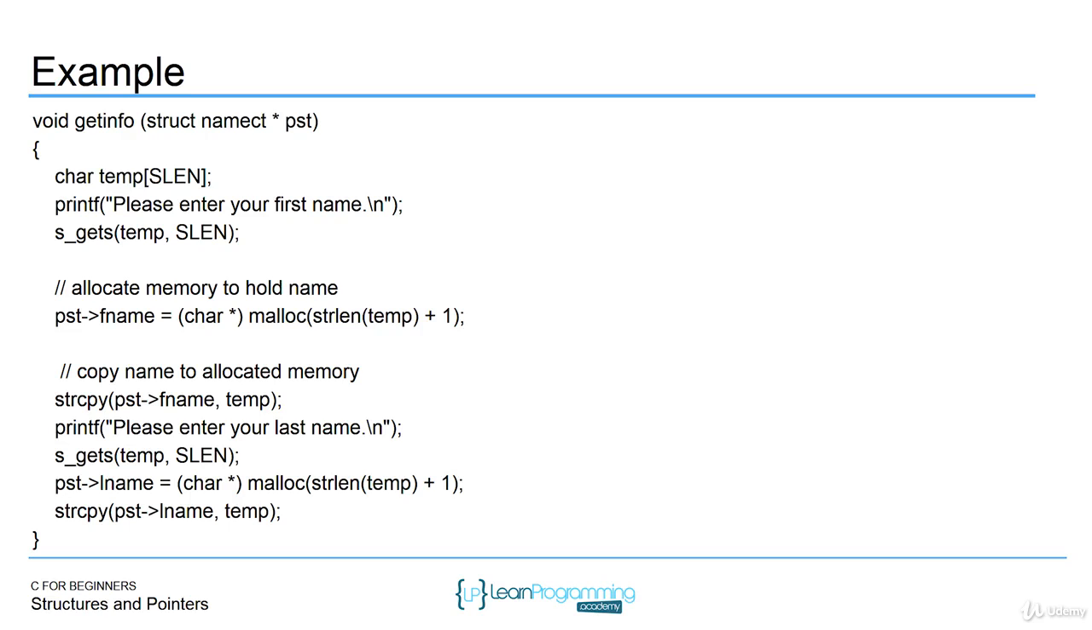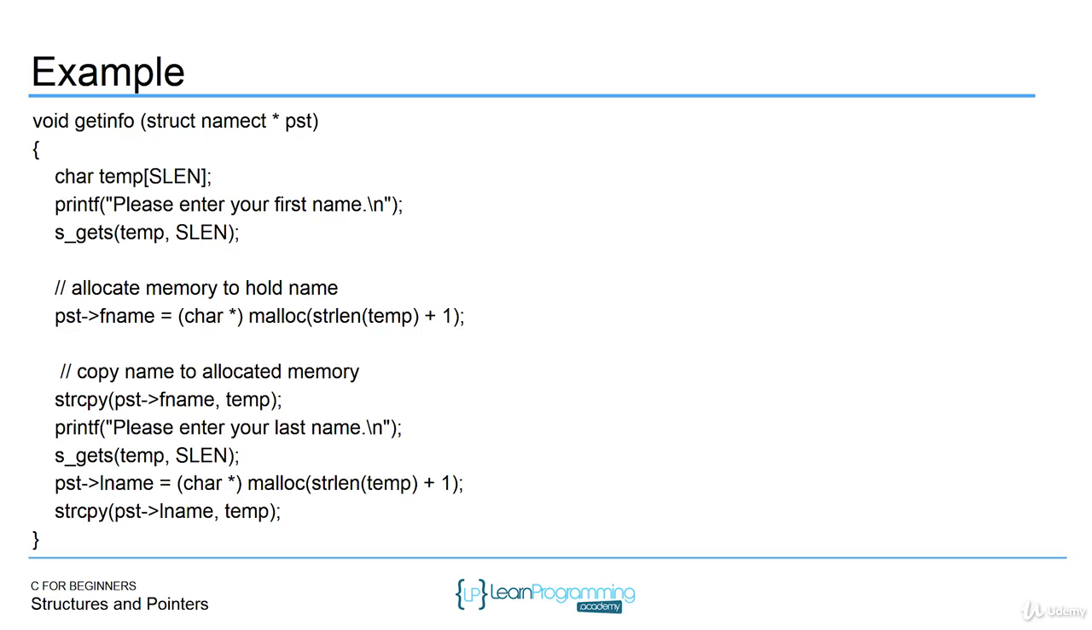But this is critical right here. This malloc call is necessary for any structures that contain pointers. We passed this pointer in, and the pointer never had memory allocated for it, so we're allocating memory inside here. We can then do our copy very easily. We can copy temp to fname of our structure pst that was passed in as a parameter. And then we can have them enter their last name, malloc more memory for their last name, and store it in the lname struct variable.